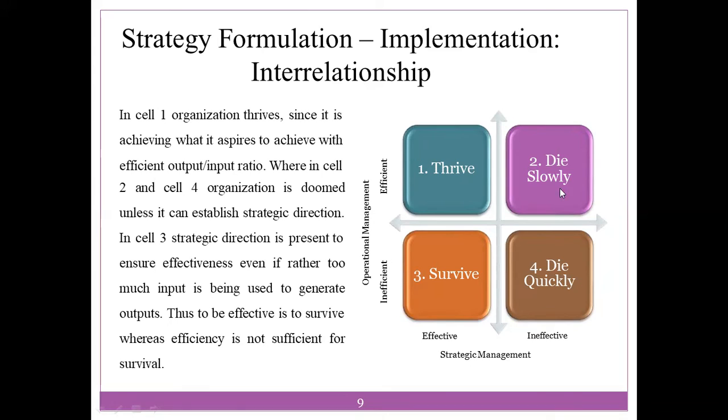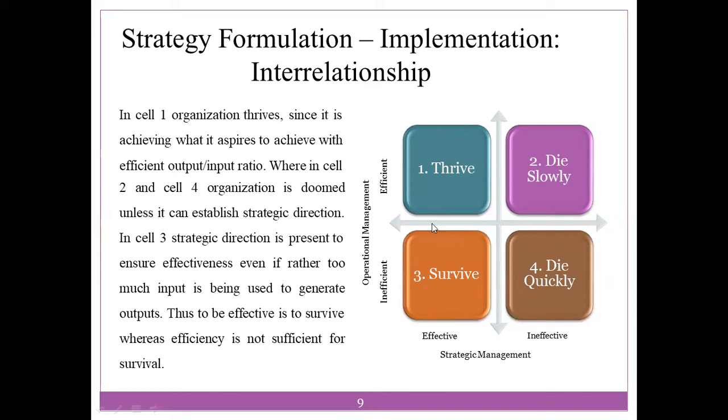On the other hand, number 2 and number 4 are die slowly or die quickly. Why is this matrix considered a die matrix? Here the operation management is efficient, but the strategy implementation or strategy management is ineffective. So the organization can survive for very little time. So die slowly is where operation management is efficient but strategy management is not so effective. And on the other hand, the fourth cell is die quickly, where both are inefficient. Here it only survives unless it establishes a proper strategic direction.